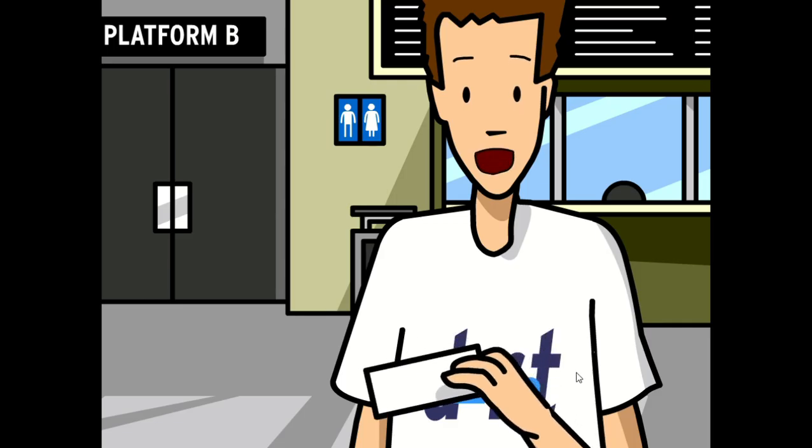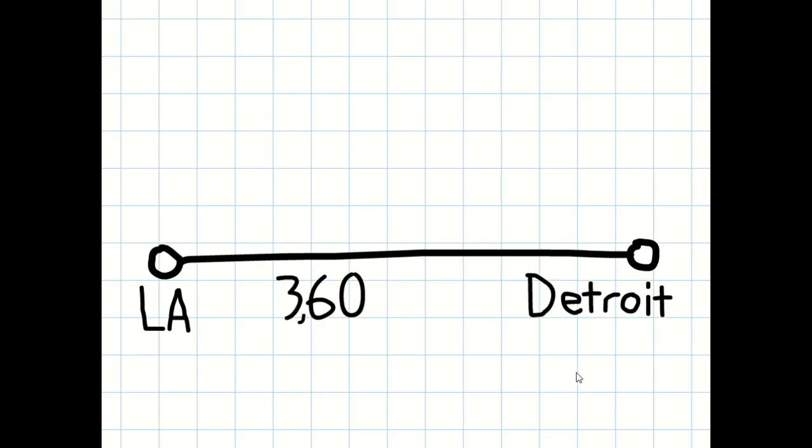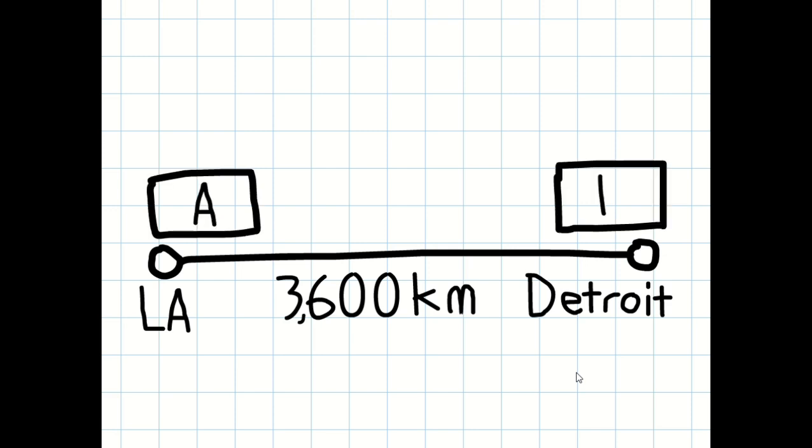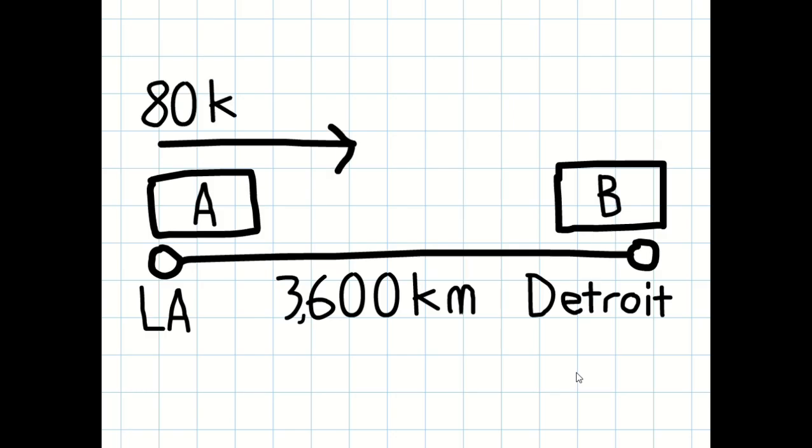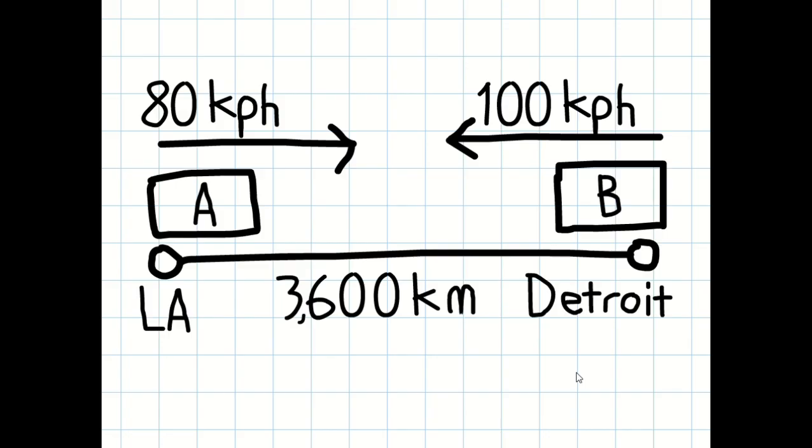Okay, we need to draw a diagram. We know that the length of track from LA to Detroit is 3,600 kilometers, so let's put that in. And we know that train A is starting in LA and train B is starting in Detroit. We know that A is traveling at a rate of 80 kilometers per hour and B is traveling at a rate of 100 kilometers per hour.